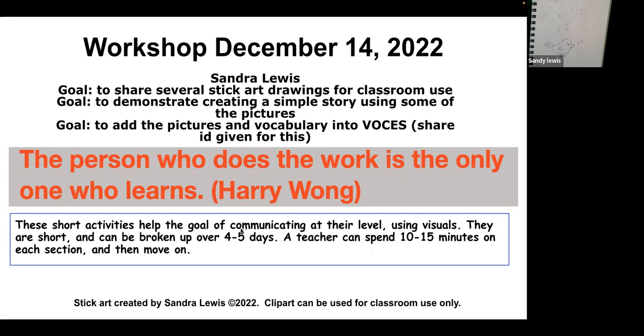I had another quote, but I couldn't find where the quote came from. But the person who does the work is the one who learns. So we want the students to do the work. And most teachers do so much work. We want the students to do it because we want them to learn.